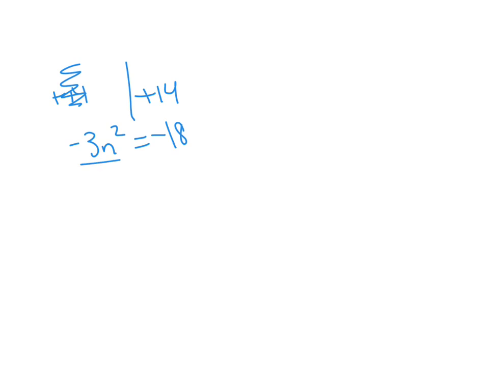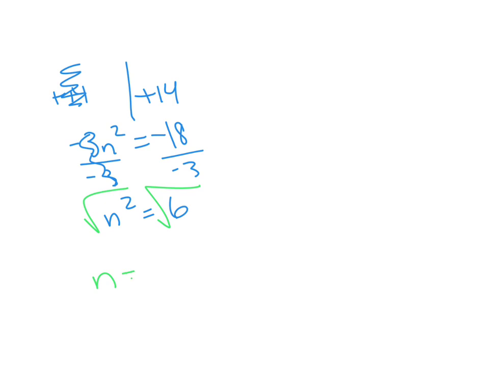You're trying to get n squared by itself, so divide by negative 3. So n squared. Negative 18 divided by negative 3 is 6. Okay, the n squared's by itself, so take the square root. Square root of n squared is n.